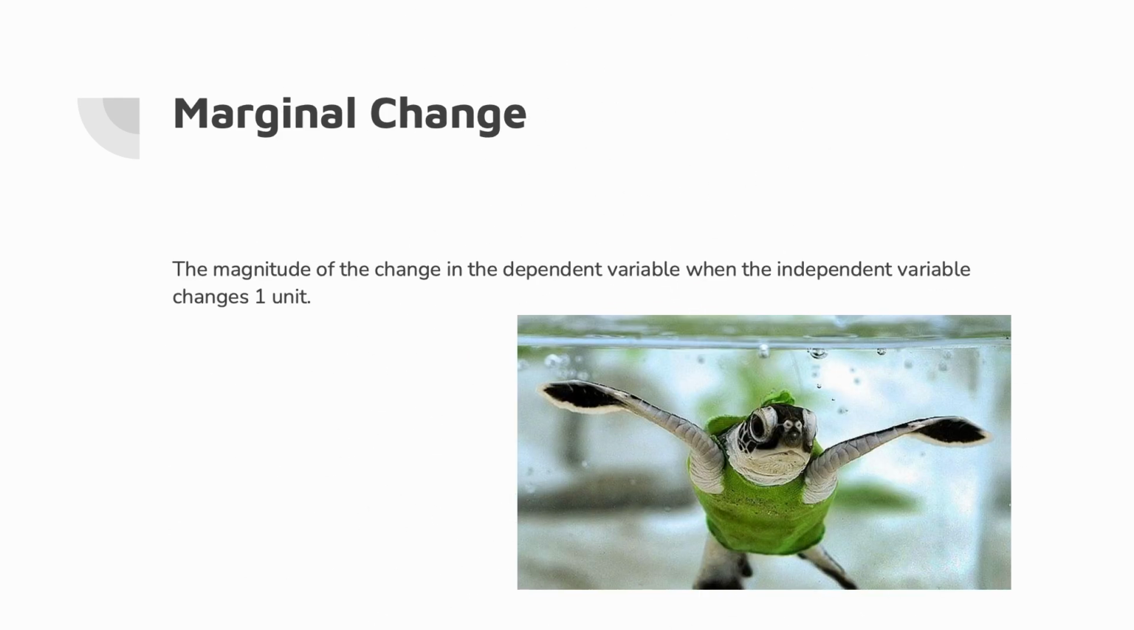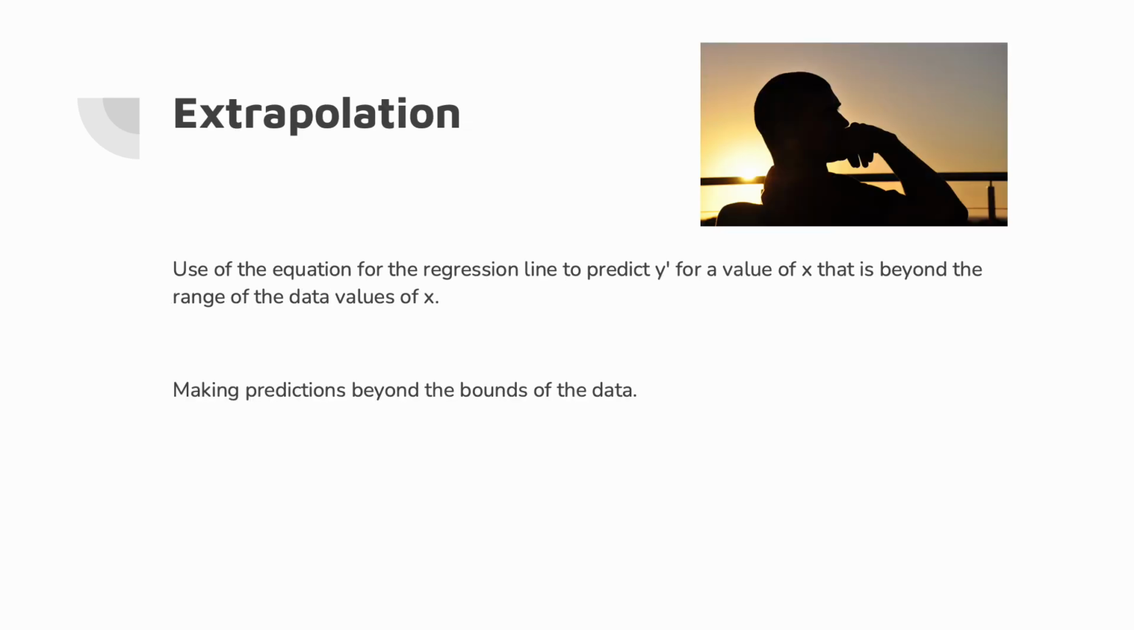Next we have marginal change, which is the magnitude of the change in the dependent variable when the independent variable changes 1 unit. Next up we have extrapolation, and this uses the equation for the regression line to predict y prime for a value of x that is beyond the range of the data values of x, and this is used to make predictions beyond the bounds of the data.